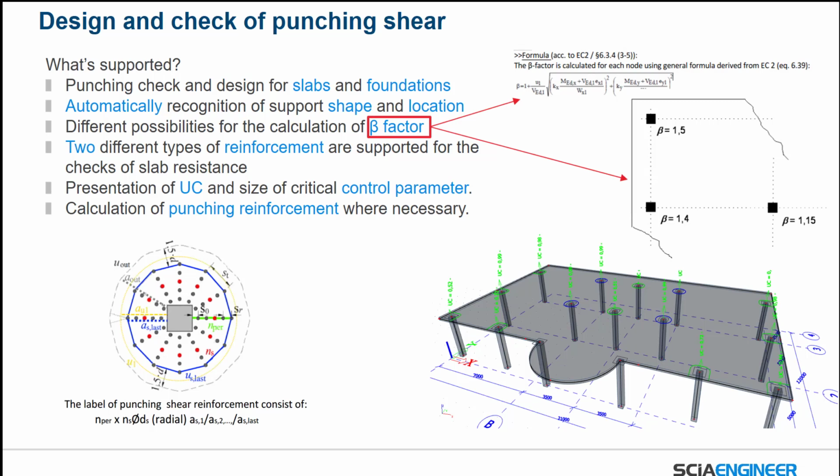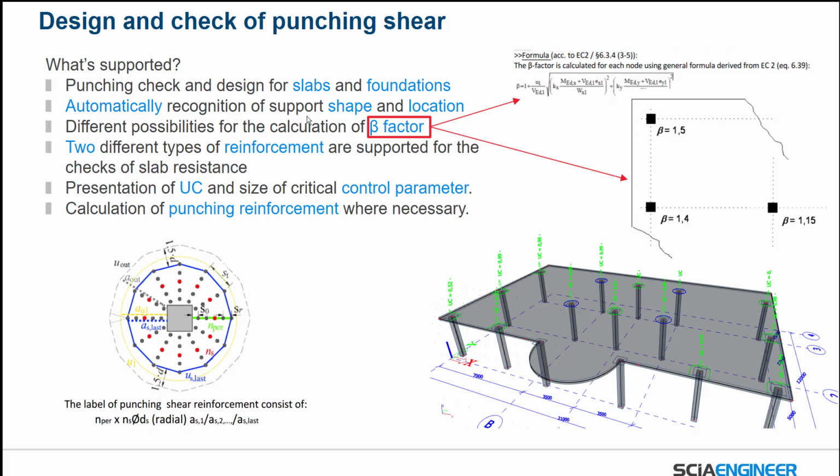What we can do for the punching. In fact, we can do punching for slabs and foundation. Good news that SCIA automatically recognizes the shape of the column. Please look at this column. This column is a rectangular column. In the past we had some other solution for the design of punching, and you had to tell the software the case of that column. Is it rectangular or is it circular? Is it a corner column or is it an edge column? Now all that is not required from you, and I guess you will save a lot of time because it's automatically recognized.